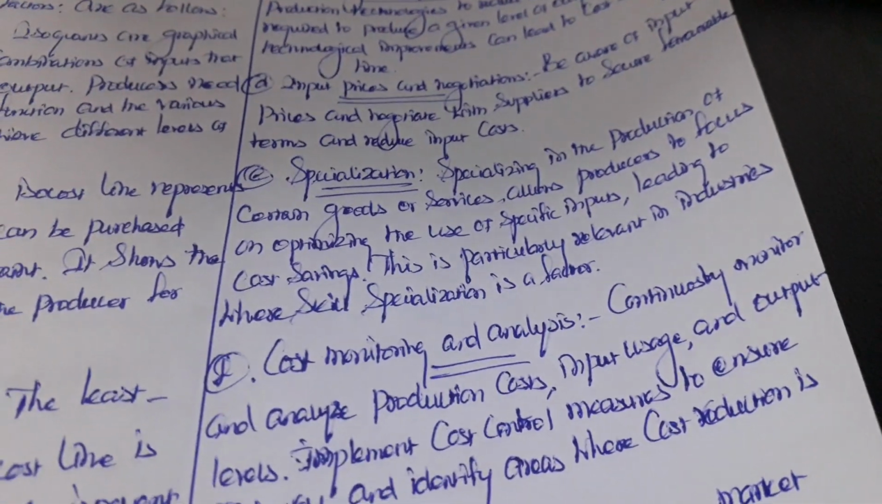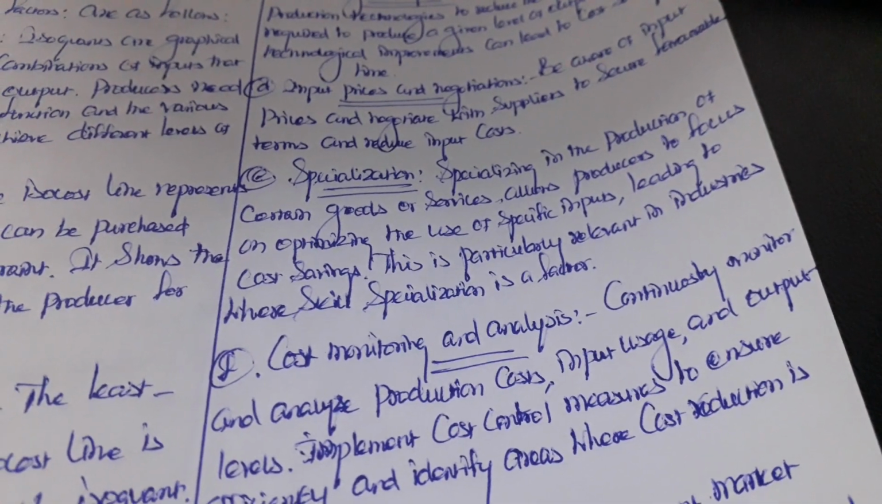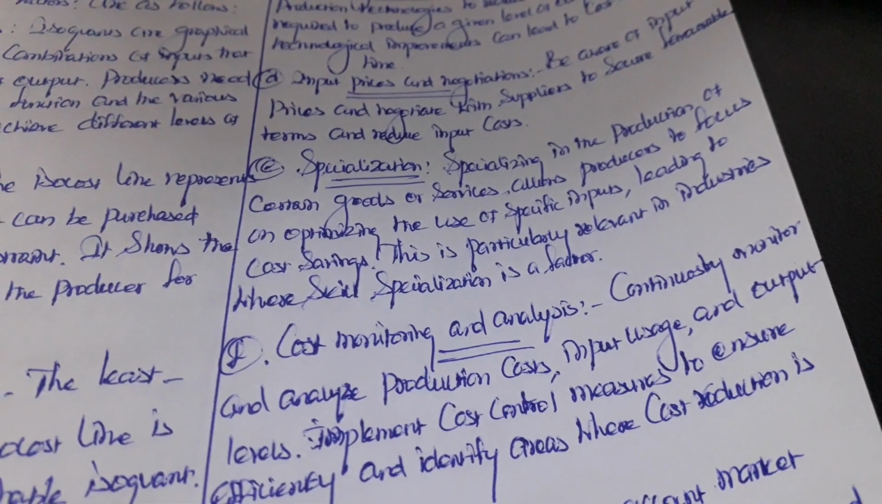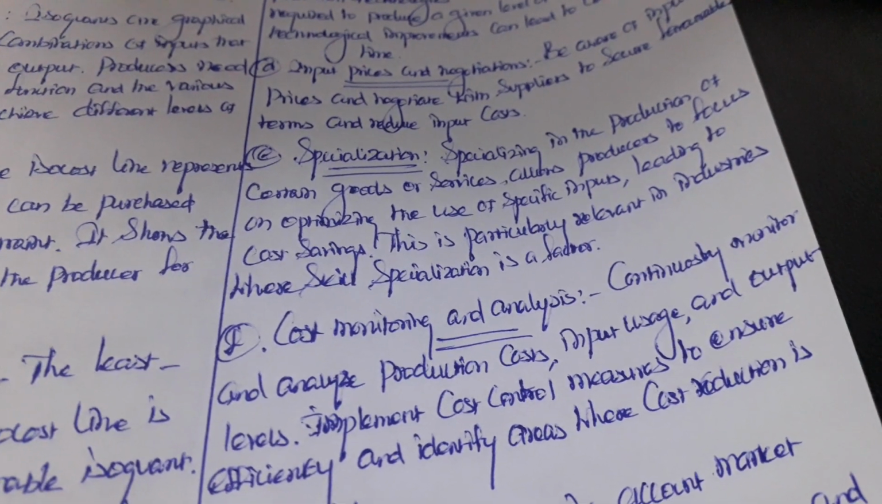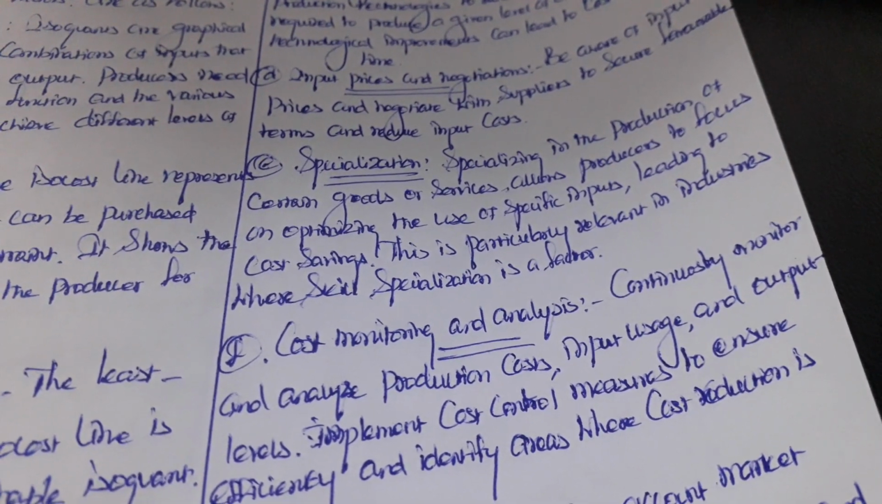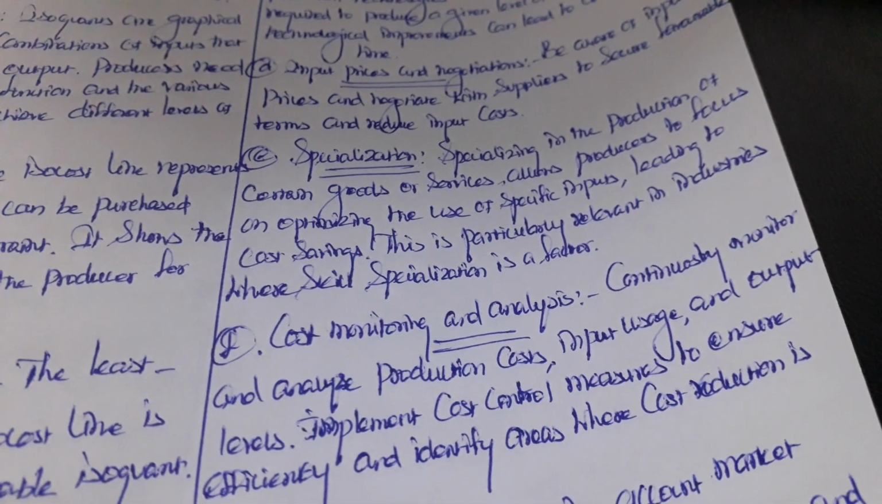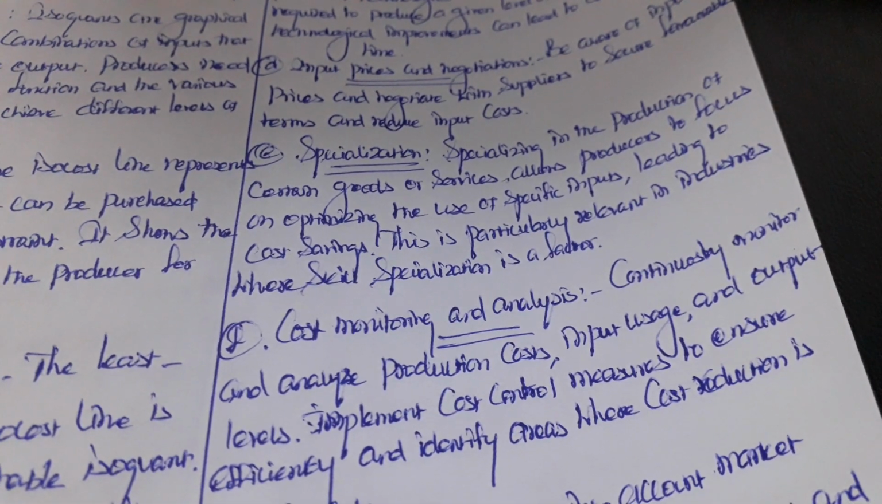Next strategy is specialization. Specializing in the production of certain goods or services allows producers to focus on optimizing the use of specific inputs, leading to cost savings. This is particularly relevant in industries where skill specialization is a factor.